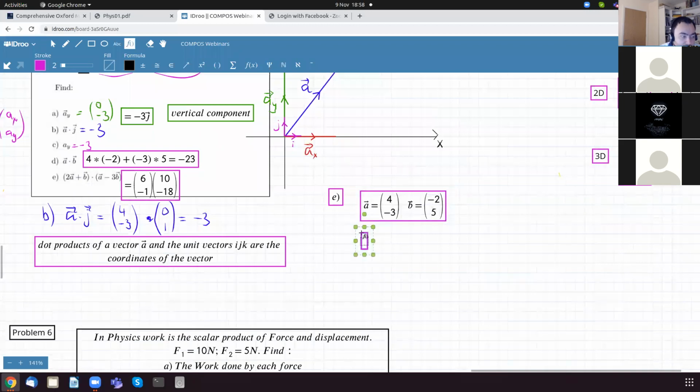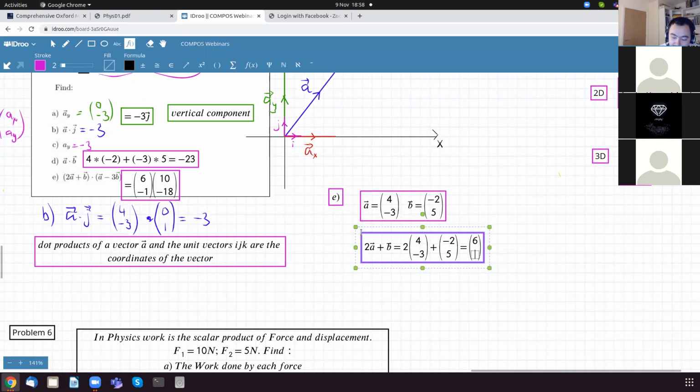We need to find 2a + b. So it's 2 times (4, -3) plus (-2, 5). And this is equal to 2 times 4 minus 2, which is 6, and minus 2 times minus 3 is minus 6 plus 5 is minus 1.